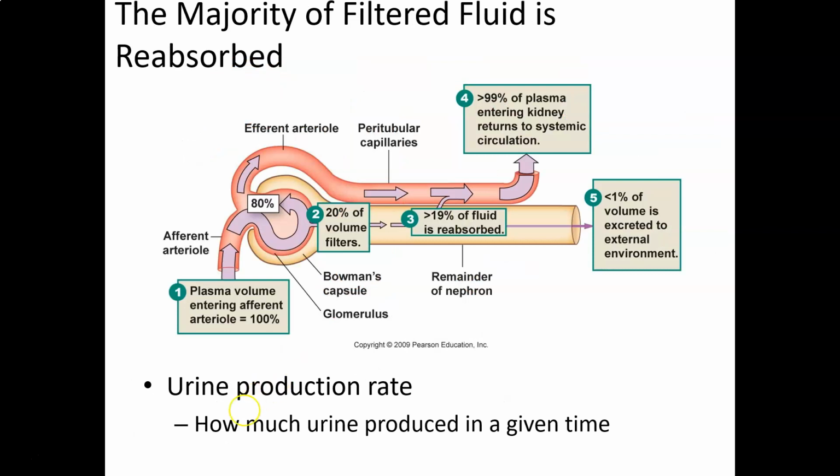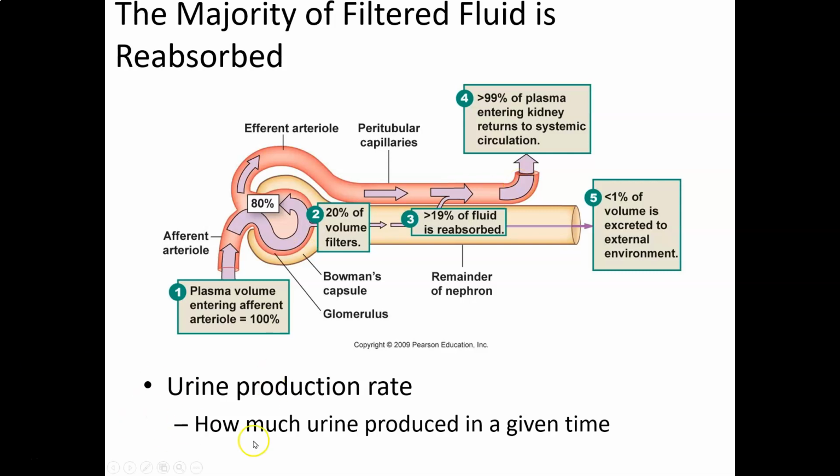Now, when we look at how this works in general, right? Here's my plasma entering the afferent arteriole. We're going to say 100% of that fluid is plasma, and that's the 100% we're starting with. Well, typically, somewhere between 10 and 20% of this fluid becomes ultrafiltrate. It gets filtered, and the other 80% stays in the glomerulus, right? So it's still plasma. And then it goes through the peritubular capillaries and eventually returns back to the circulation.